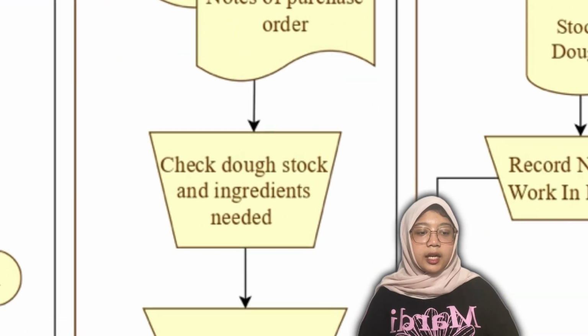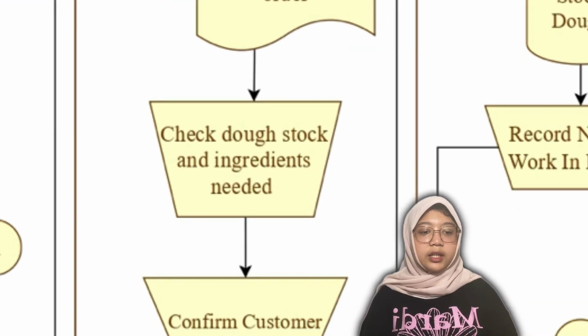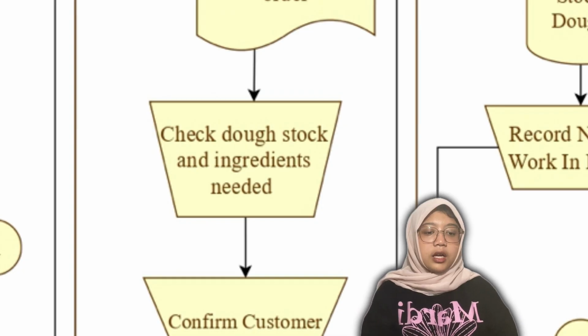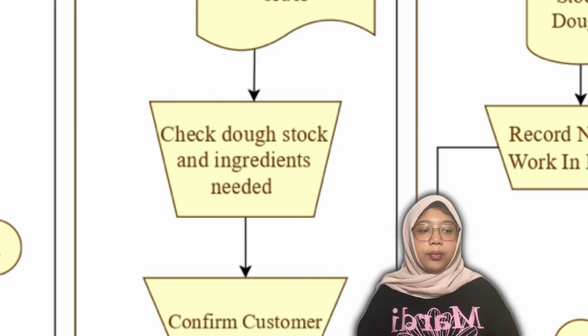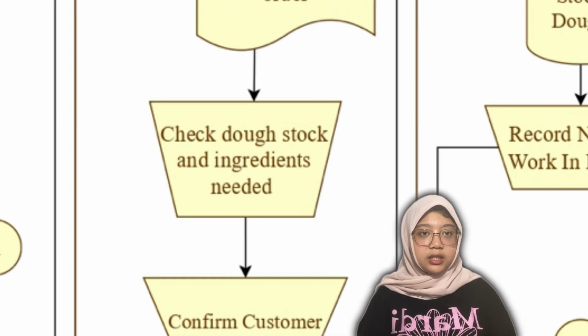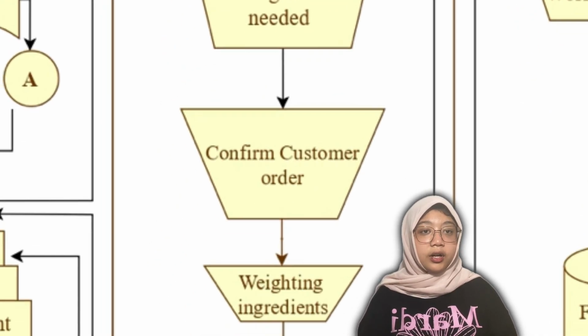And then the production checks the dough stock and ingredients needed based on the customer order form and available inventory. Using the confirmed notes of purchase order, production ensures that all necessary materials are available before starting the process. So, the next one, we start the production process. The production team carries out each step of the bread making process sequentially.